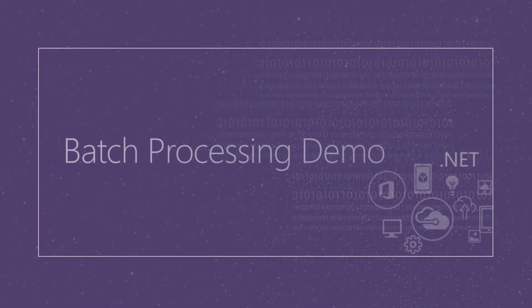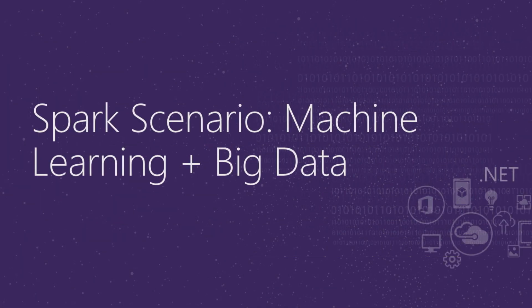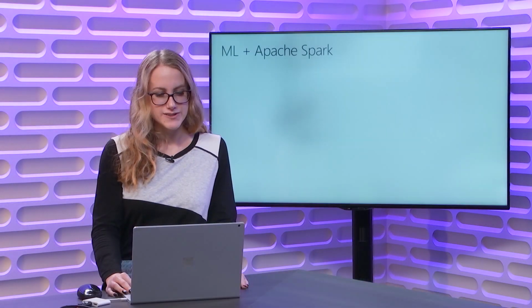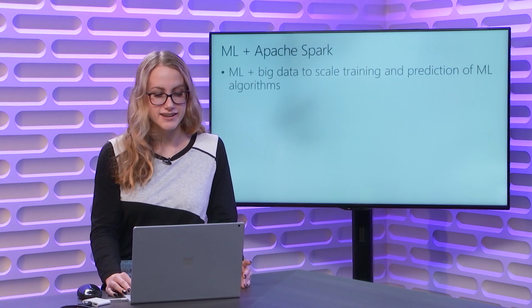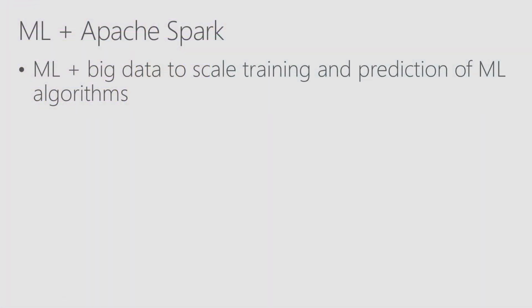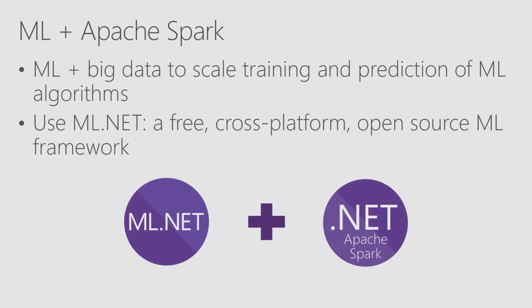Alrighty, so we've already done that demo. So let's move on to our next scenario, which is combining machine learning with big data. So when we combine machine learning with big data, it means that we want to scale the training and prediction of machine learning algorithms. One great framework we can use for the machine learning when we're combining ML with big data is ML.NET, which is a free, cross-platform, open-source machine learning framework.